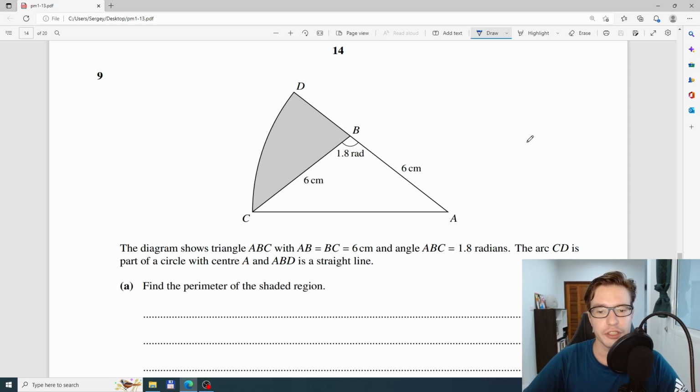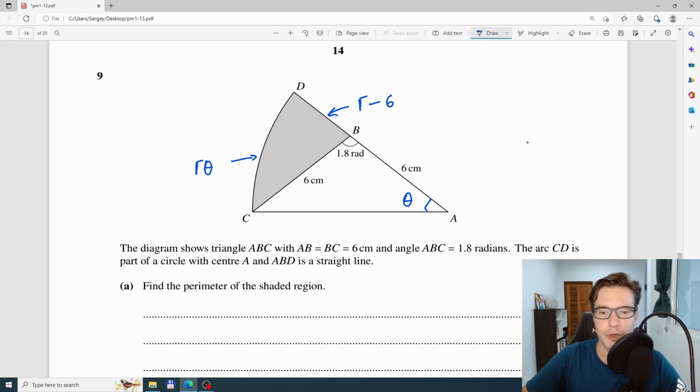Okay, next question. Find the perimeter of the shaded region. Let's have a look at the picture. So we already know that BC is 6. That's good. Now we need the arc length, which is going to be r times theta. And we also need the length BD, which is the radius of the sector. Radius minus 6. Okay, so technically all we have to know is the radius and the angle. By the way, that's angle theta.